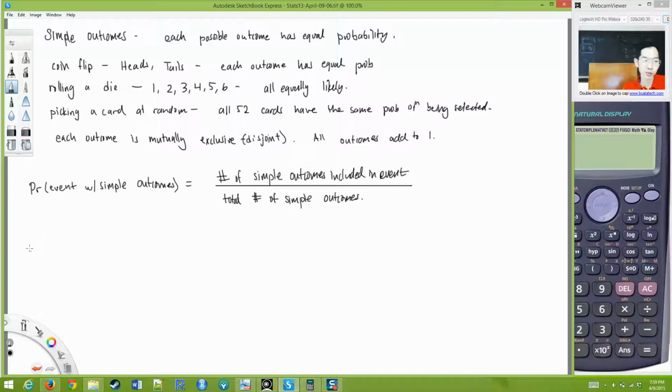So for example, let's say we roll a die, and I ask, what is the probability of getting an even number? So in this case, the even numbers are 2, 4, and 6. And then there's 6 outcomes. So the probability of an even number is 3 out of 6, or 0.5.